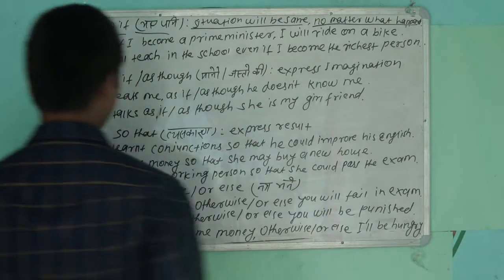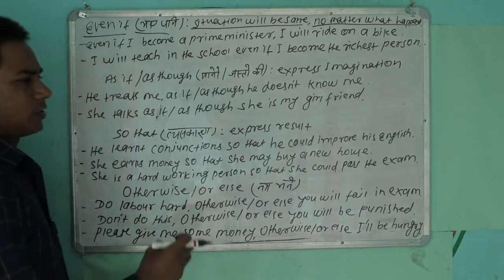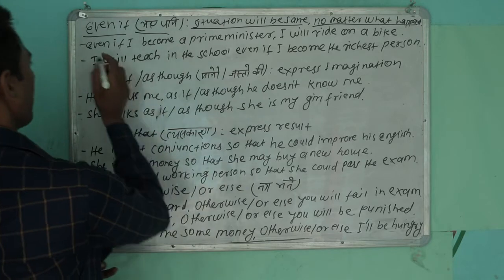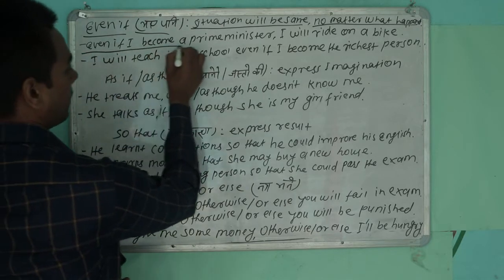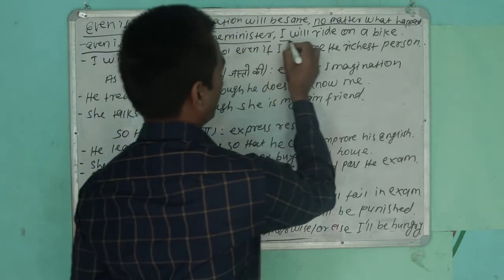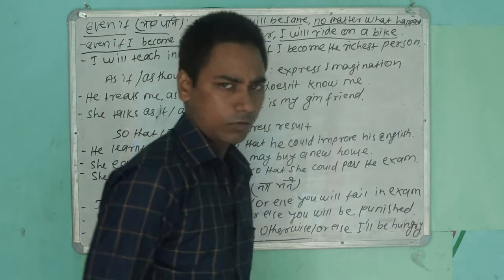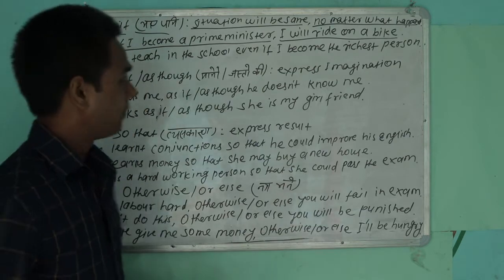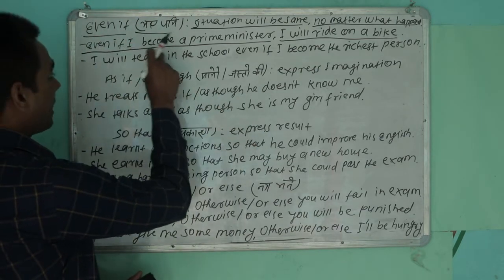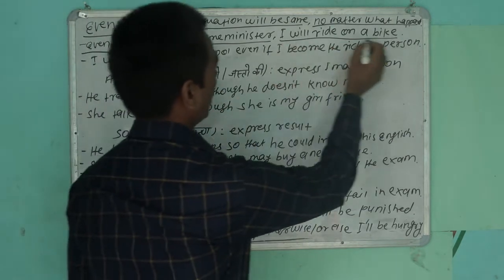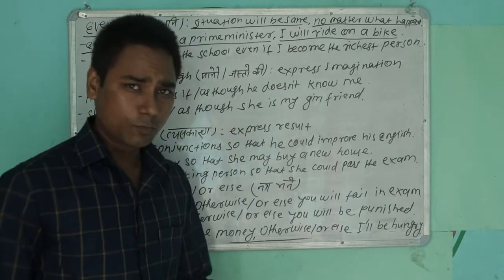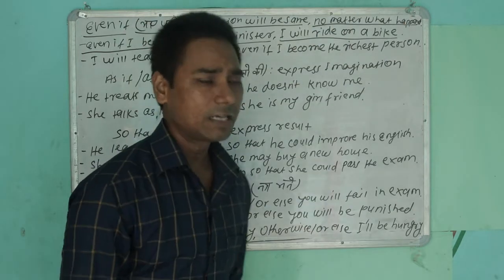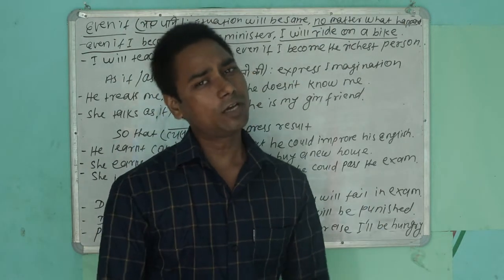Look at examples. चेन्ज भएर पनि सिचुएसन मलाई केही फरक पर्नेवाला छैन. Yeah, in this sense we use this. Even if I become a prime minister, I will ride on a bike. Look here, generally what happens, a prime minister has a car. But here, even if I become a prime minister, I will ride on a bike. Nowadays I am not a prime minister, so I ride on a bike. When I become prime minister, at that time also I will ride on a bike.